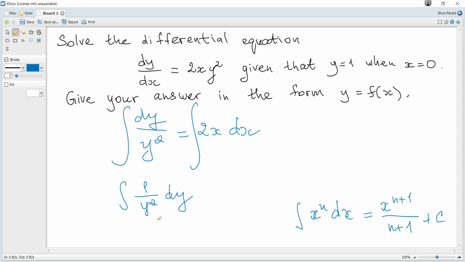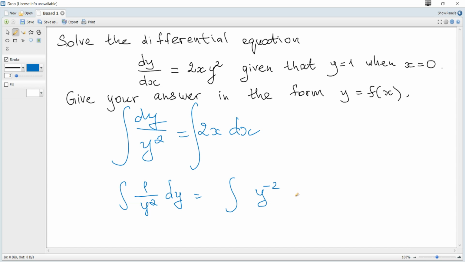And 1 over y squared, it's what? It's y to negative 2. Notice that you cannot integrate y squared using this rule directly in the denominator. It doesn't work. You must rewrite it in the numerator, so it's y to negative 2 dy, and applying this rule it becomes what? y to the power of negative 2 plus 1 is negative 1, and divided by the obtained power negative 1 plus a constant.